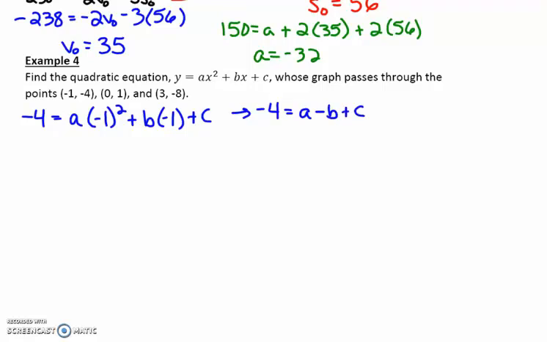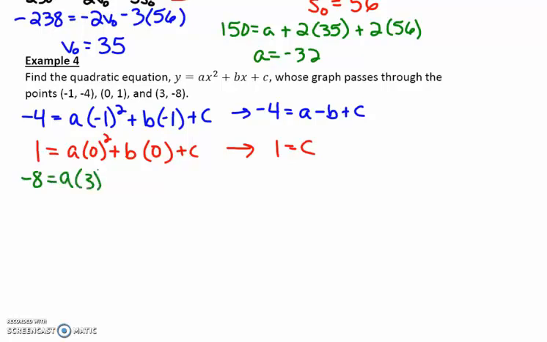All right, then we have the second point, which is 0, 1. So 1 equals a times 0 plus b times, well, that's 0 squared, b times 0 plus c. So that simplifies to 1 equals c. So that's helpful. And then the last one is 3, negative 8. So we have negative 8 equals a times 3 squared plus b times 3 plus c. And so that one is going to simplify to negative 8 equals 9a plus 3b plus c.